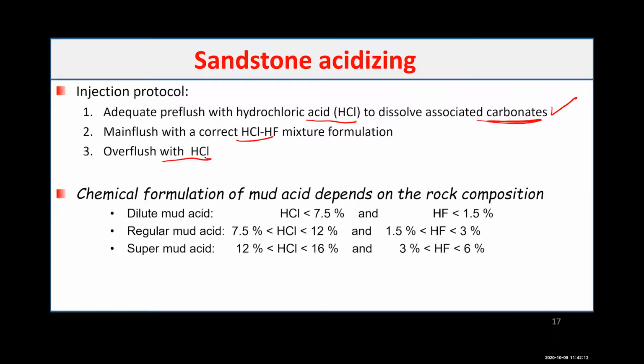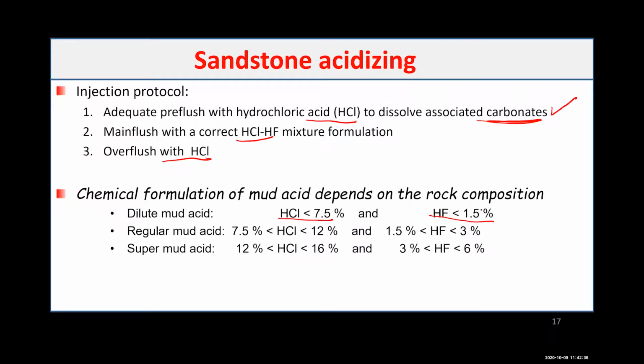When we talk about the HCl-HF, we have different ratios that we can use. Sometimes we don't need to have a really high strength acid. We need what is called diluted mud acid, or some sort of low strength acid. In this case, the HCl will be a concentration less than 7%, and the HF will be less than 1.5%.